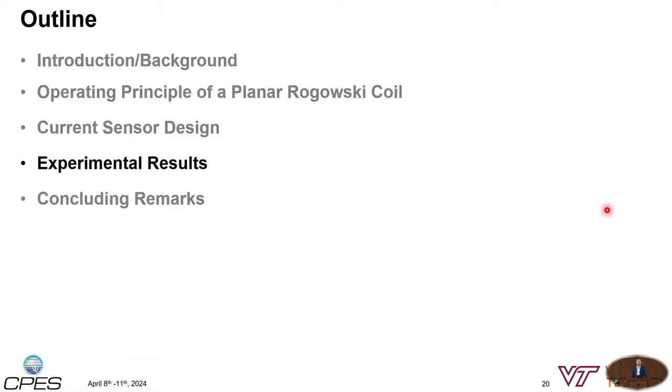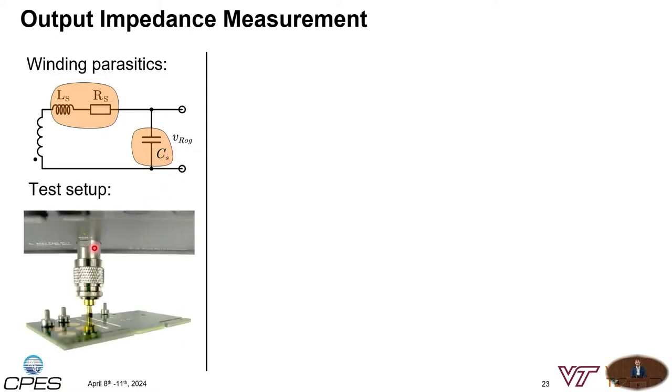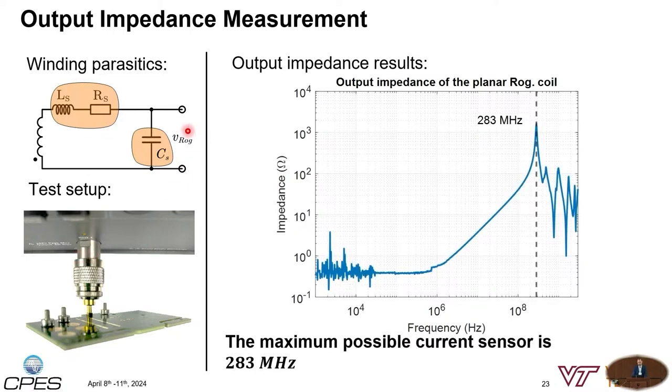It also brings us to the experimental results. We first evaluated the bandwidth of our Rogowski coil. The bandwidth is defined or impacted by the self-inductance of the winding, the series resistance of them, as well as the winding capacitance. For measuring, we connected the PCB directly with an MMCX connector to a network analyzer, not an impedance analyzer. We use the network analyzer because it has a much higher bandwidth of 2 gigahertz, and we do need that bandwidth, as we see in the output impedance measurement results.